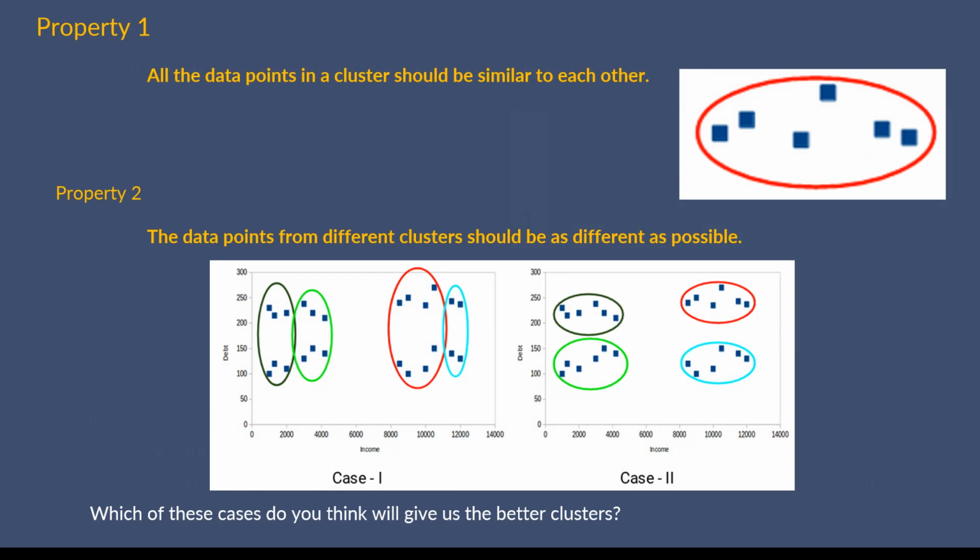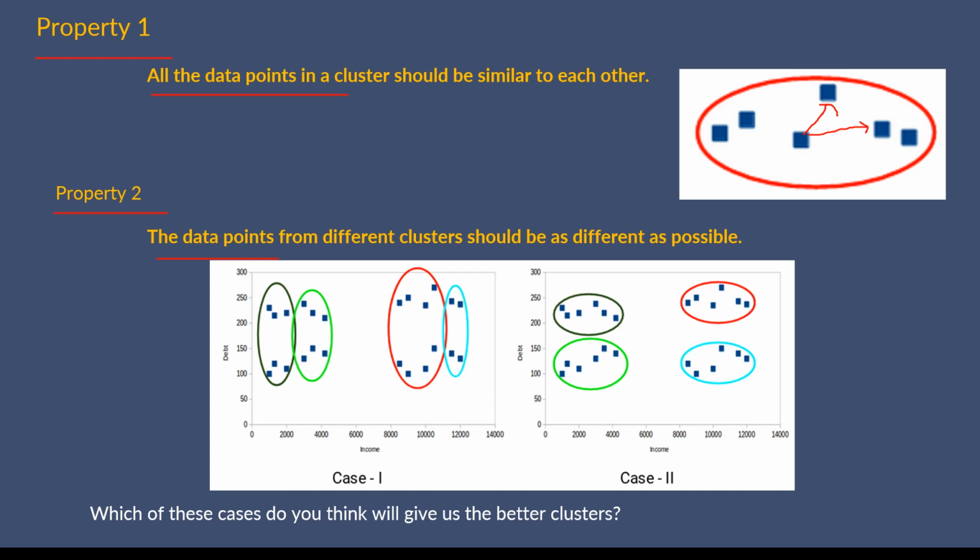So let us see the properties. Property 1: all the data points in a cluster should be similar to each other. That is, this point must be similar to this point, which must be similar to this. They should possess similar properties. Then property 2: the data points from different clusters should be as different as possible.